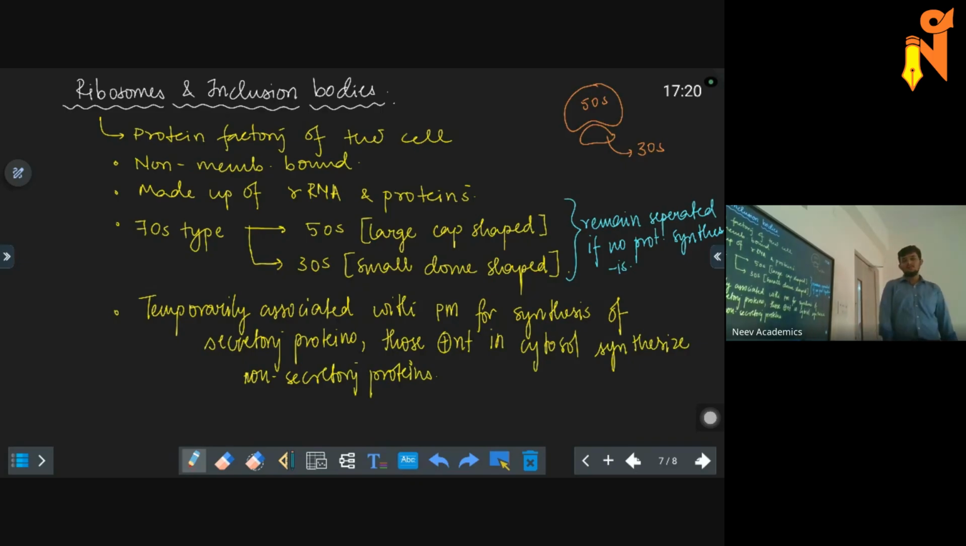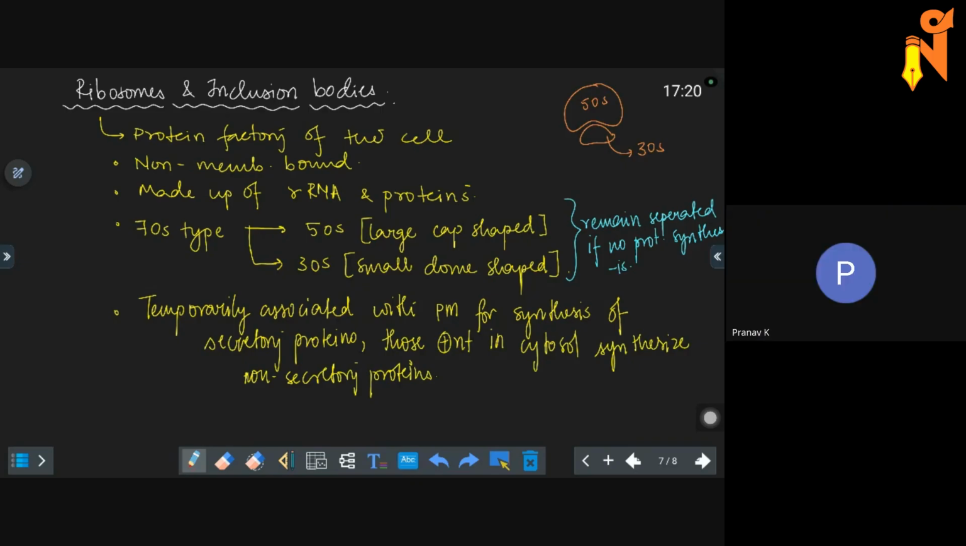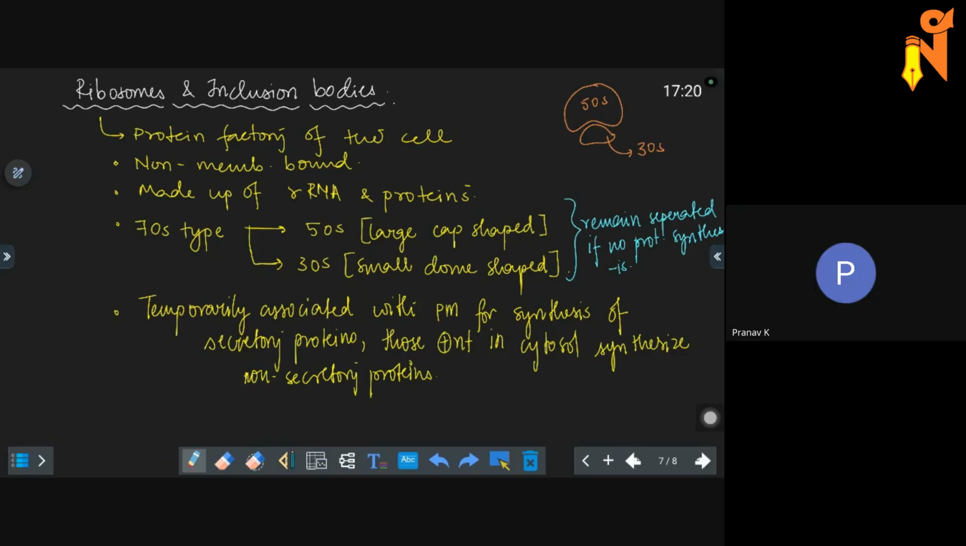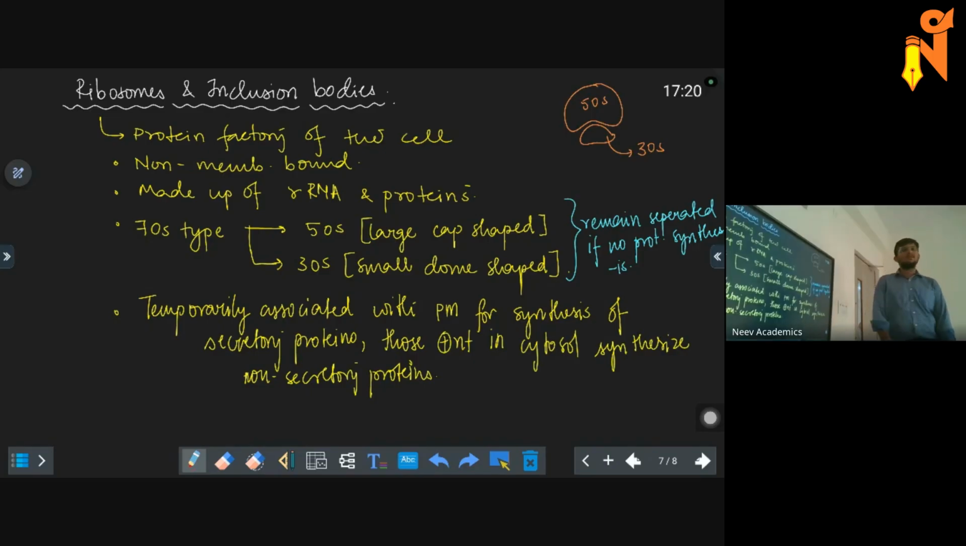What is the word before in cytosol? Those present in cytosol synthesize non-secretory protein. Don't use these shortcuts in your theory exam. These shortcuts should be restricted to your note copy. Done? One more point is there.